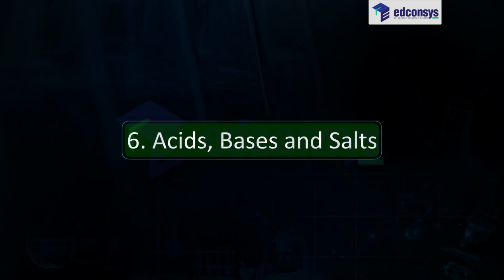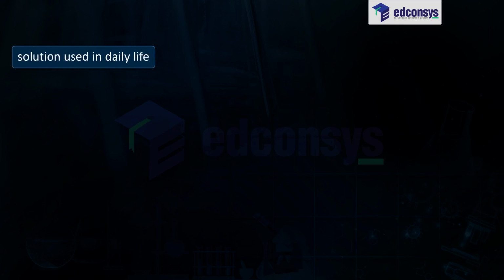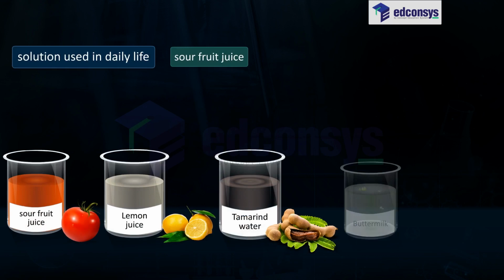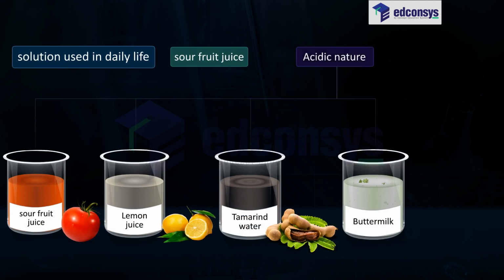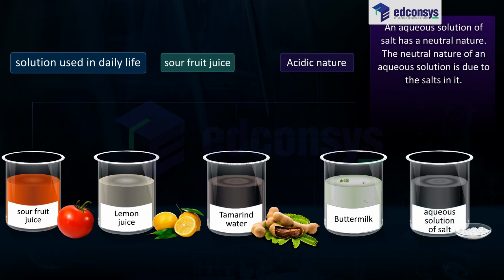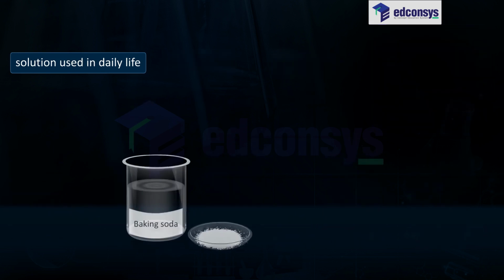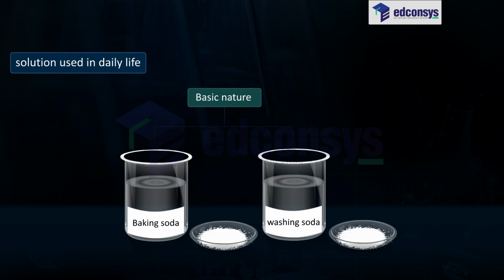Acids, bases, and salts. Solutions used in daily life like sour fruit juice, lemon juice, tamarind water, and buttermilk have an acidic nature. The acidic nature of an aqueous solution is due to the acid in it. An aqueous solution of salt has a neutral nature. The neutral nature of an aqueous solution is due to the salts in it. The aqueous solution of baking soda and washing soda has a basic nature. The basic nature of an aqueous solution is due to the bases in it.